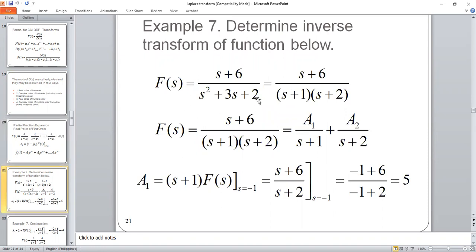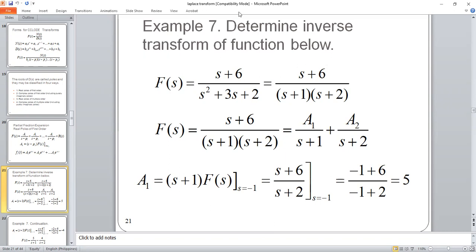Let's say this is your function of S, and you are required to invert this. Of course, when you invert this, you cannot use completing the square for this one, because we only use completing the square when our denominator is not factorable. In this case, our quadratic denominator is factorable. So what are its factors? It's S plus 1 and S plus 2. We don't do anything on what's written in our numerator.